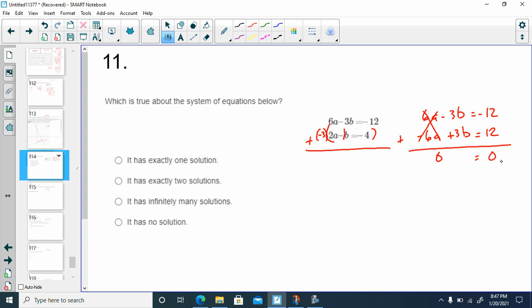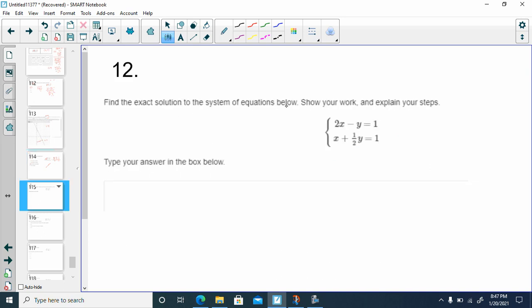If 0 is equal to 0, we are talking about two equations that are exactly the same. They're right on top of each other. Okay? So all of their points are exactly the same. It is infinitely many solutions.